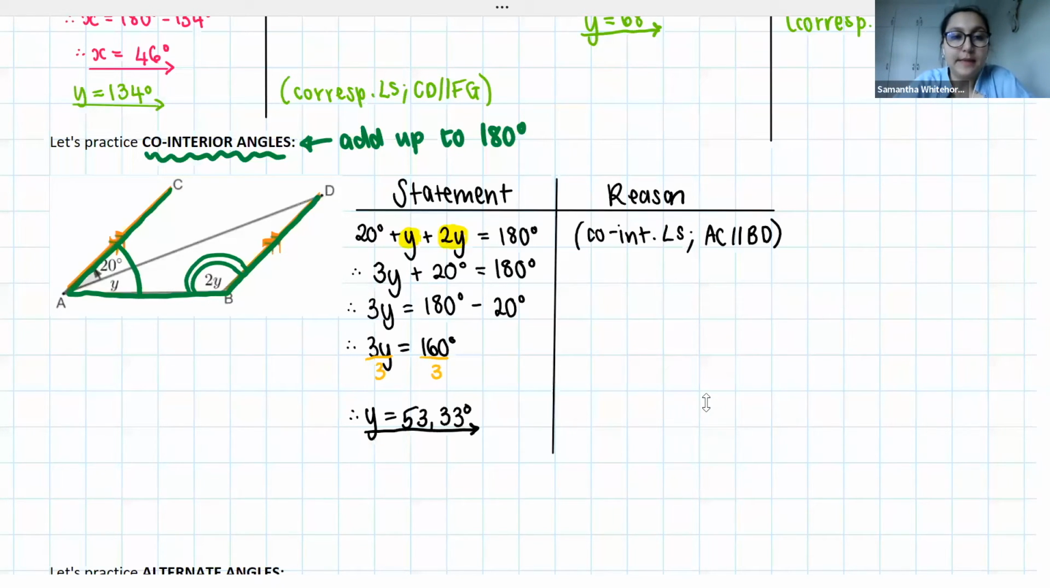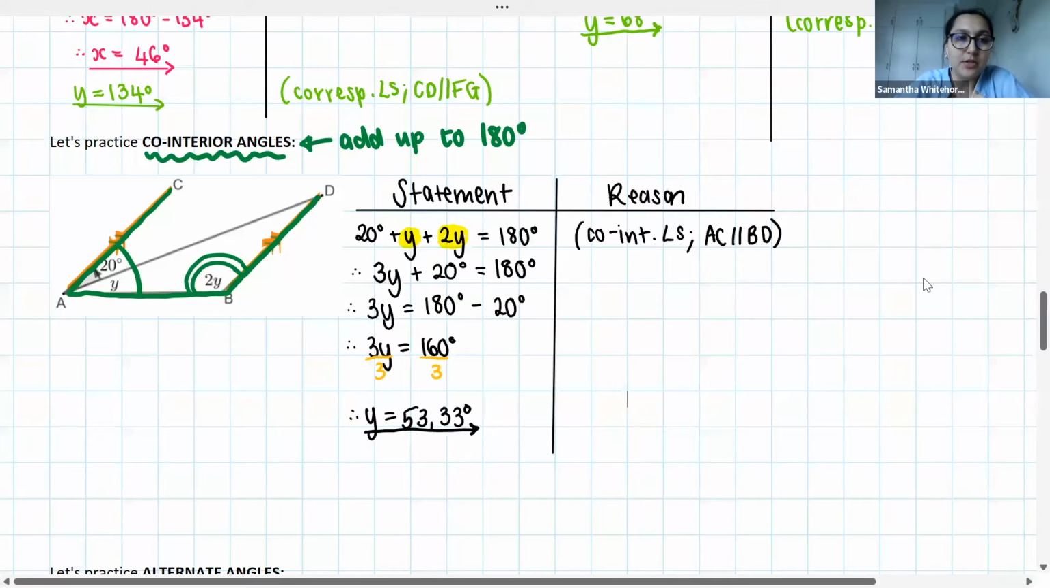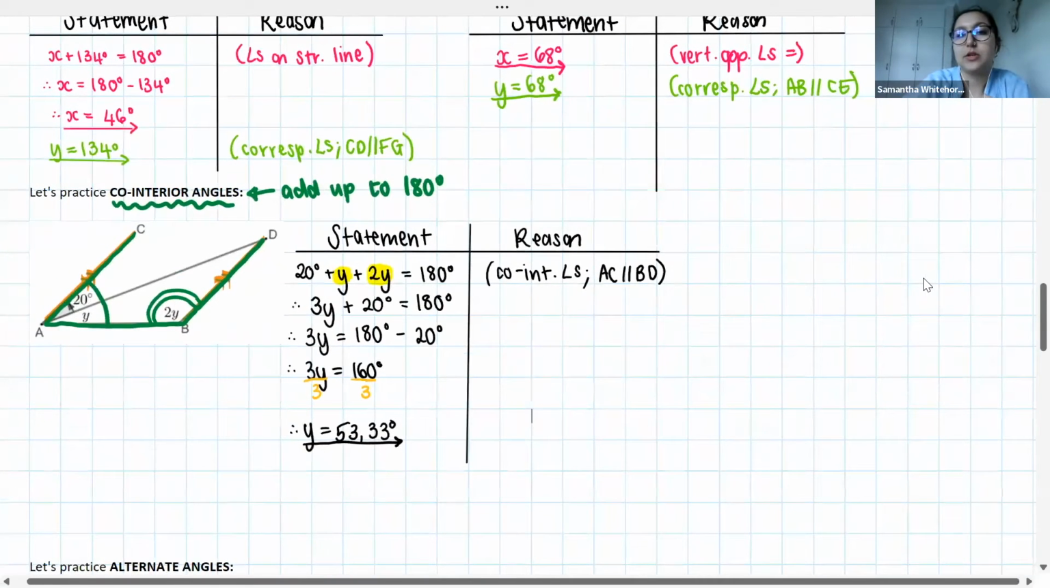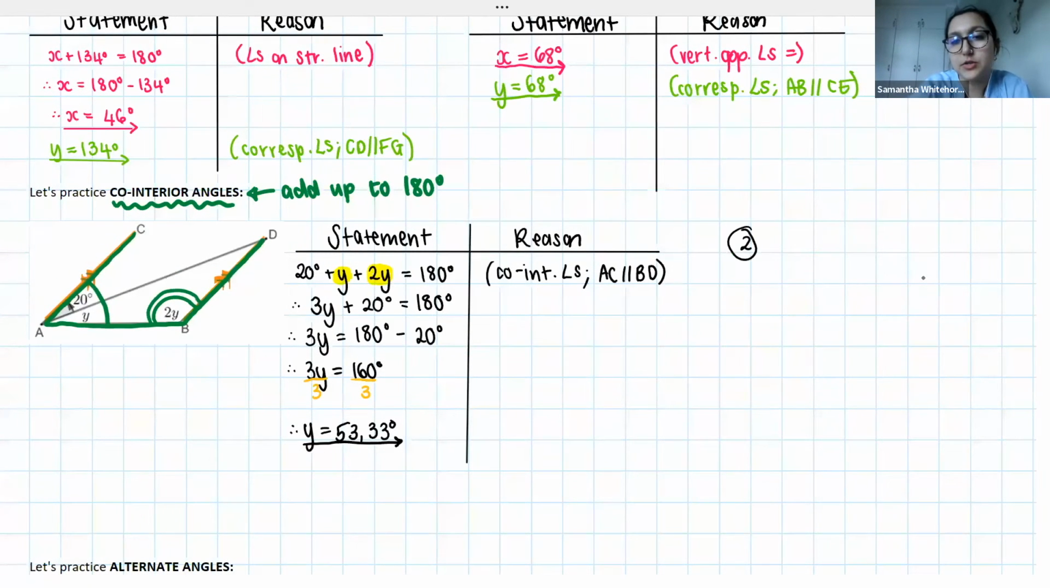Okay, so co-interior angles, the U shape, importantly, they add up to 180. Right, so what I want you guys to try is this question 2. I know that I'm sort of just making it up, but it doesn't matter. As long as I know what I'm doing, that's okay.